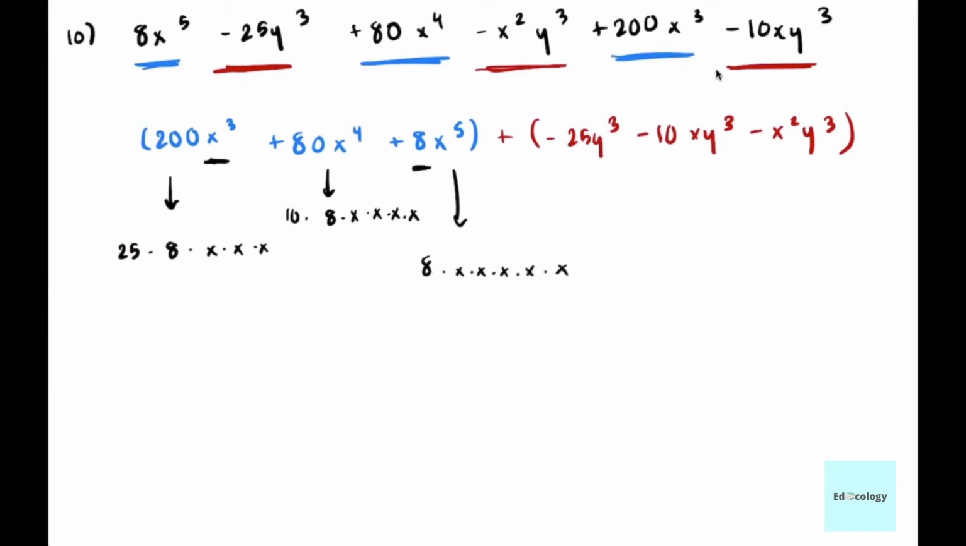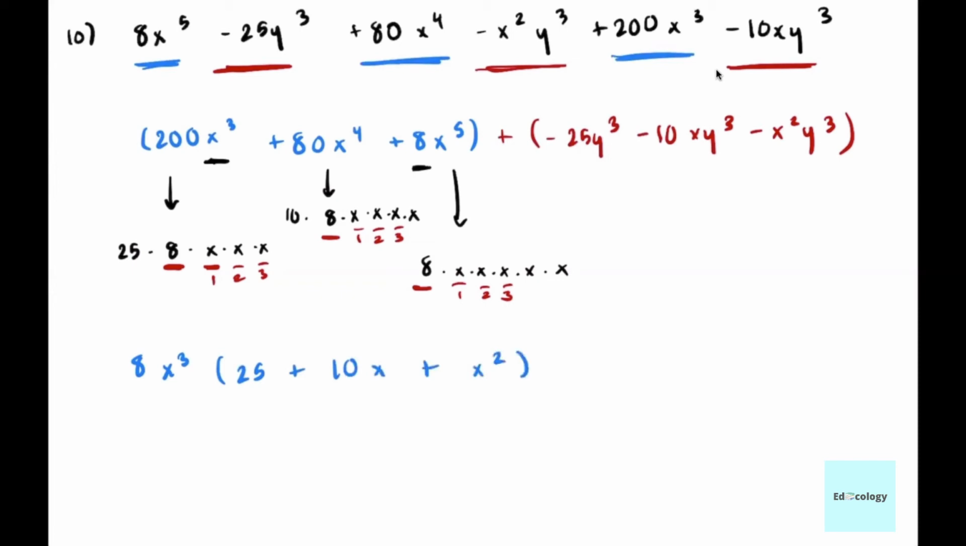So what are the common factors here? 8 is common in all of them. And 3 x's, 1, 2, 3 is common in all of them. Okay, so what we will do, we will write 8x cubed outside, then 25 plus 10x plus x squared inside.